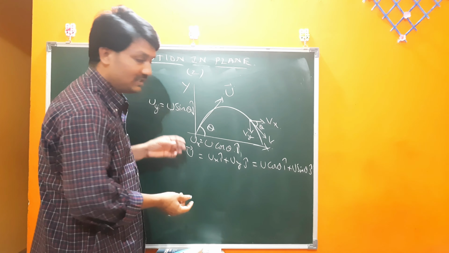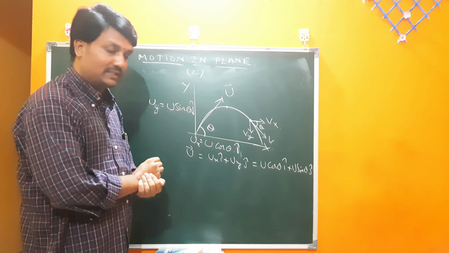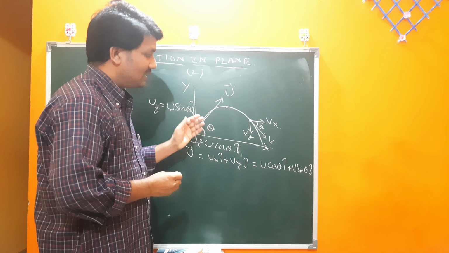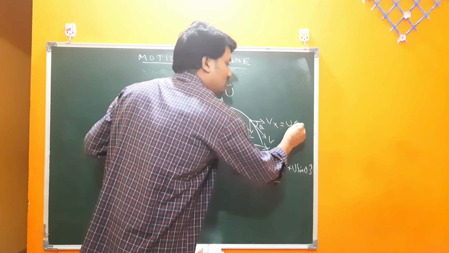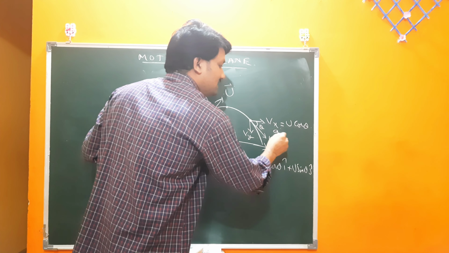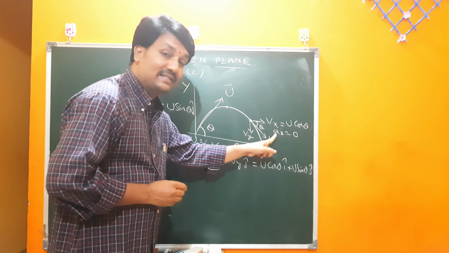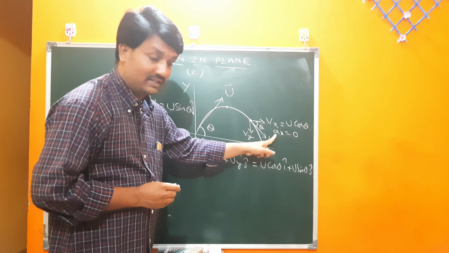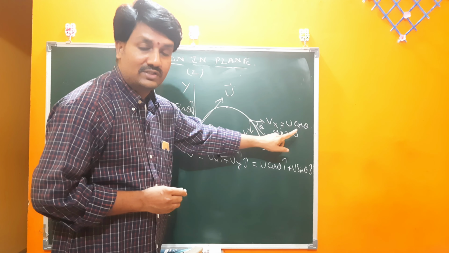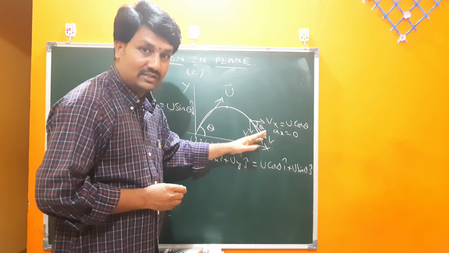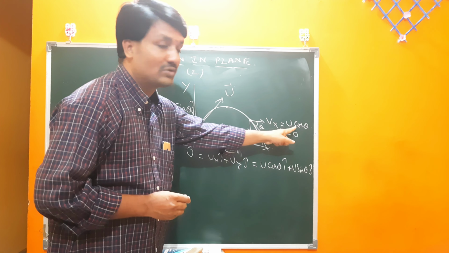So how to determine the vx value? At any point on the parabolic path or projectile path in motion in a plane, the horizontal velocity always remains the same. That is, vx is equal to u cos theta. Why? Because ax is equal to 0, as the horizontal motion is independent of the acceleration due to gravity. Hence ax is always 0. That's why vx is always constant and will not change at any point. Wherever the point you take throughout the parabolic path, vx is equal to u cos theta.